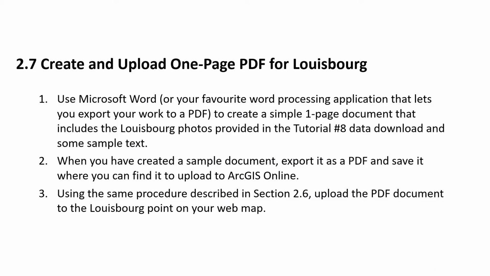Create and upload one-page PDF for Louisburg. Use Microsoft Word to create a simple one-page document that includes the photos provided in the Tutorial 8 data. When you have created a sample document, export it as a PDF and save it where you can find it to upload to ArcGIS Online. Using the same procedure described in the previous section, upload the PDF document to the Louisburg point on your web map.